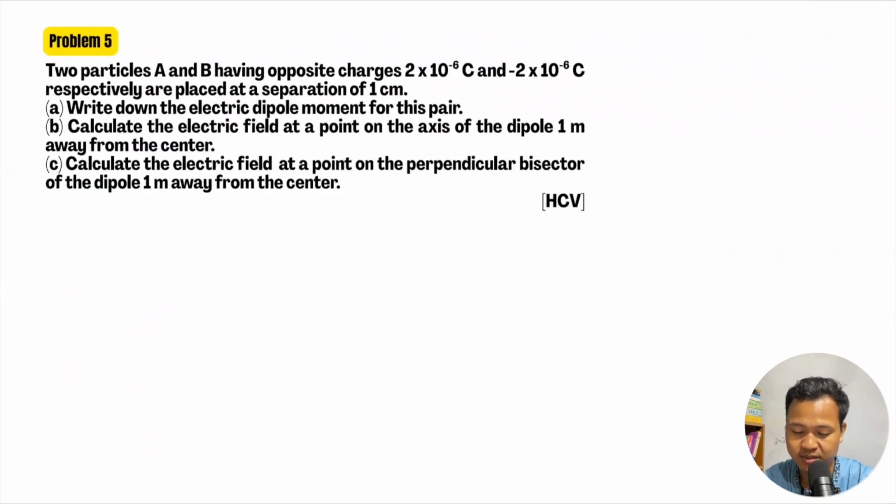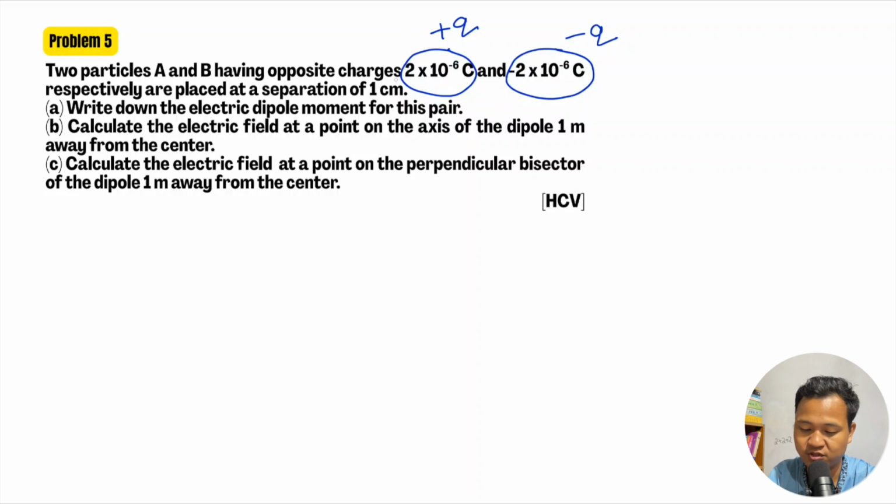Okay, second part: two particles A and B having opposite charges, A is plus q and B is minus q. They are placed at a separation of 1 centimeter, so 2a is 1 centimeter. The total separation between plus q and minus q is 1 centimeter. So write down the dipole moment.